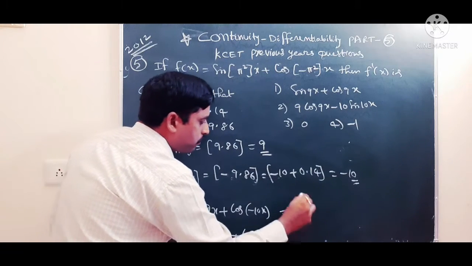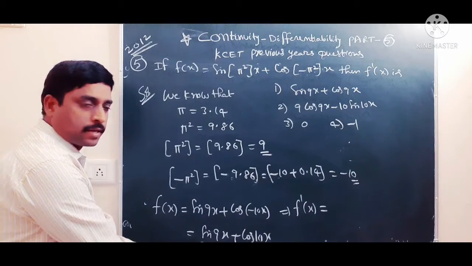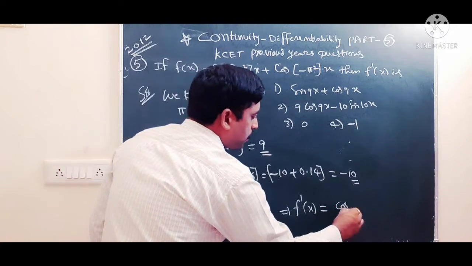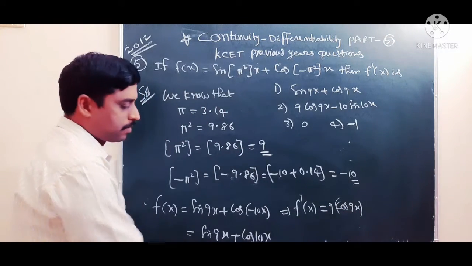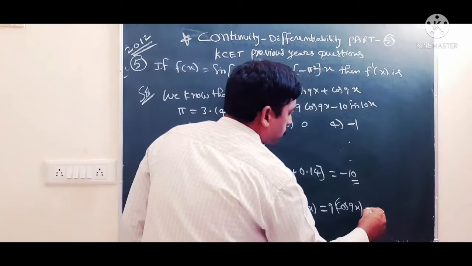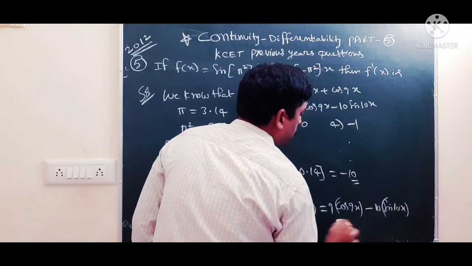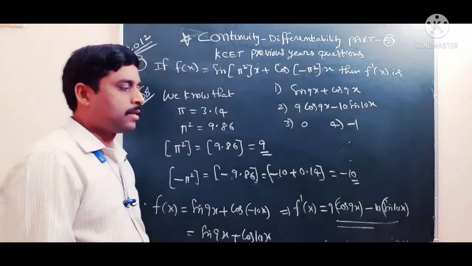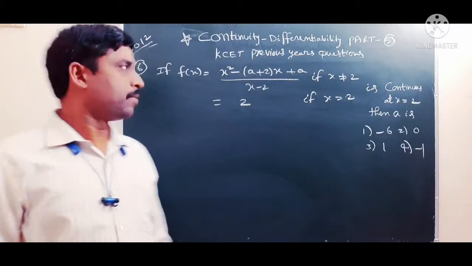So now derivative on both sides, f dash x is equal to derivative of sine 9x. So cos 9x into 9. Derivative of 9x is 9. Derivative of cos 10x is minus sin 10x into 10. So 9 cos 9x minus 10 sin 10x. So second option correct. Let us go to the next problem.